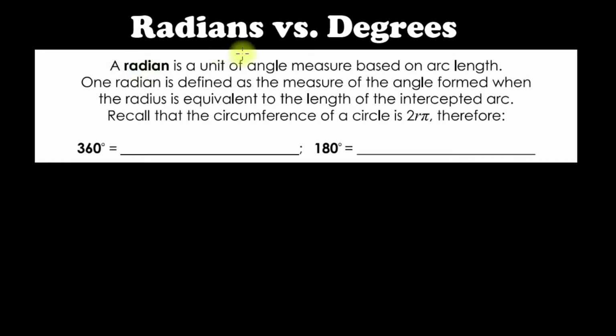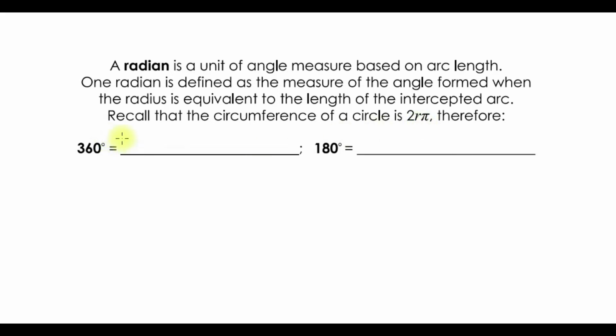Okay, so now I'm going to show you guys how to change from radians to degrees, and then from degrees to radians. A radian is a unit of angle measured based on arc length. One radian is defined as the measure of the angle formed when the radius is equivalent to the length of the intercepted arc. Recall that the circumference of a circle is 2 times radius times pi. Therefore, 360 degrees is the same as 2 pi radians. 180 degrees is the same as pi radians.